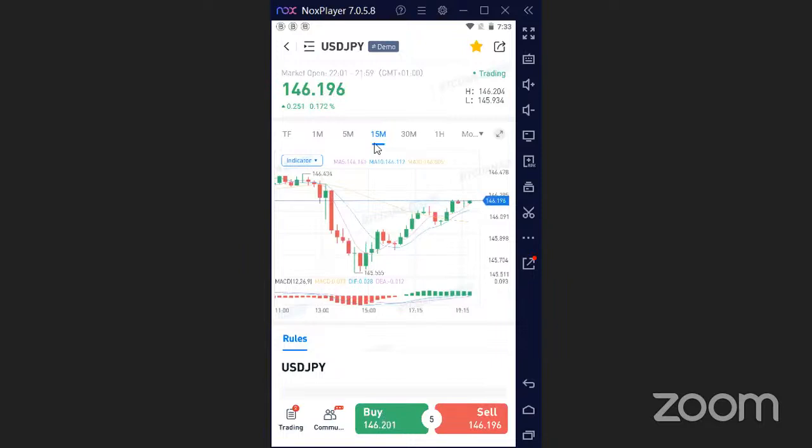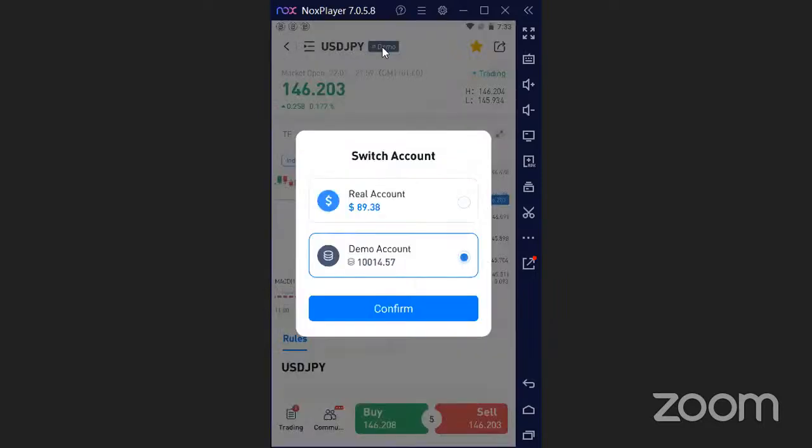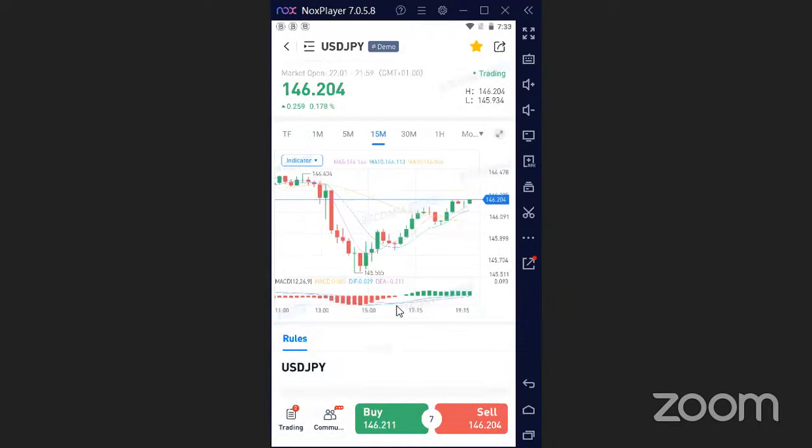Before you buy, make sure your account is on demo. Look at my own. We are on the USD JPY chart right now, and my account is showing demo. If you don't have demo here, click on that side and choose demo. Choose demo account and click confirm.